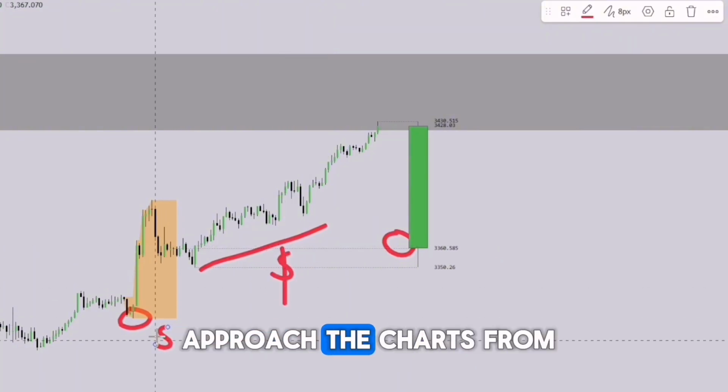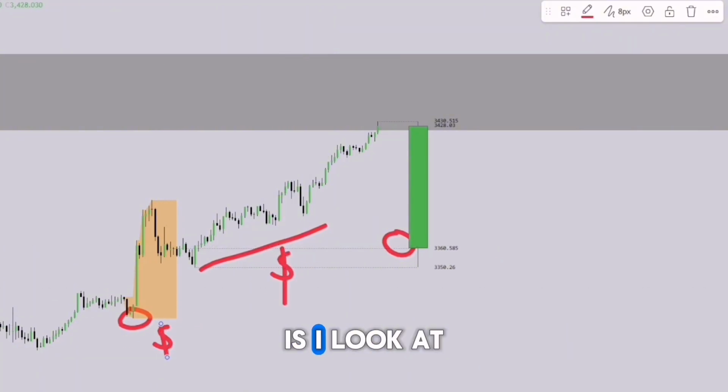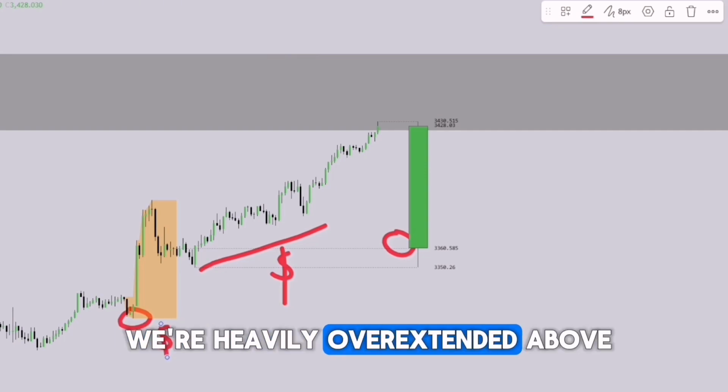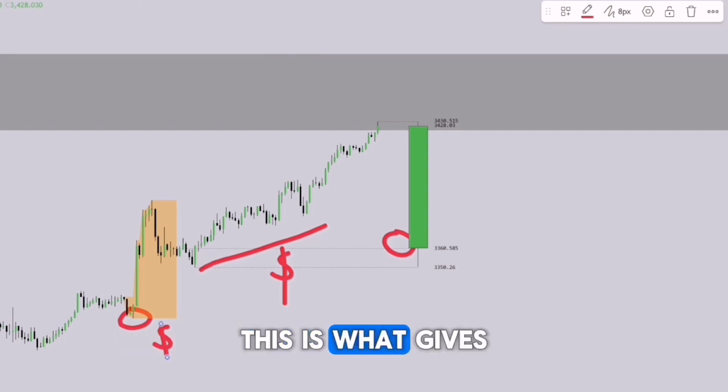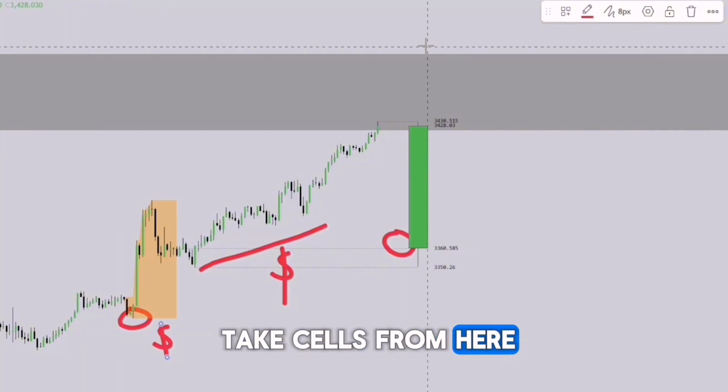The way that I approach the charts from a swing trading perspective is I look at the weekly power of 3 and the daily power of 3. So I can see we're heavily overextended above both of them. This is what gives us the indication to take sells from here.